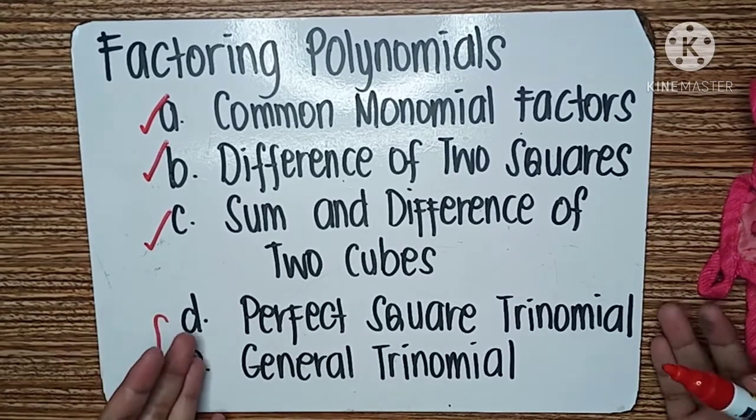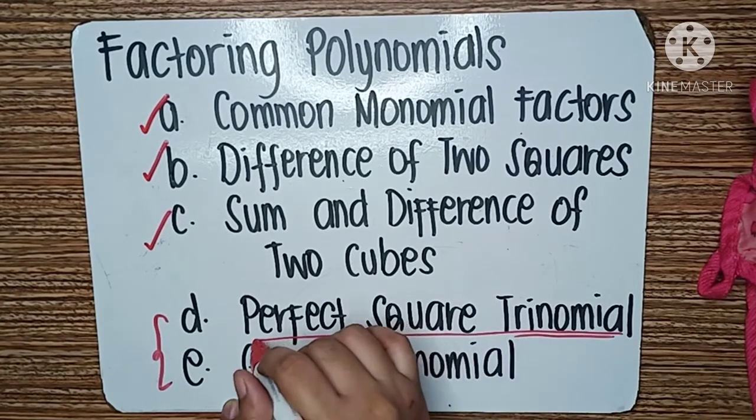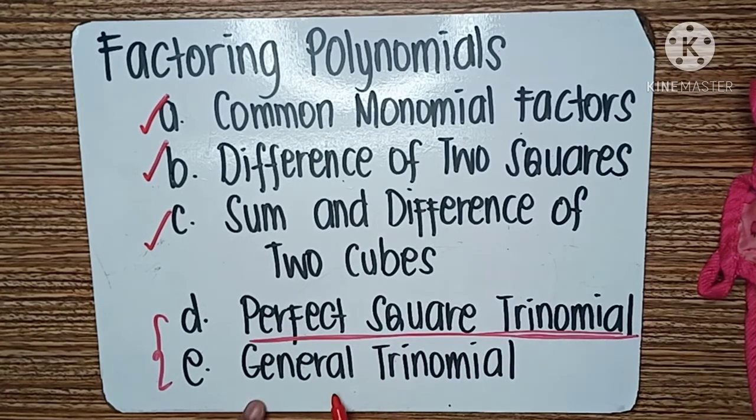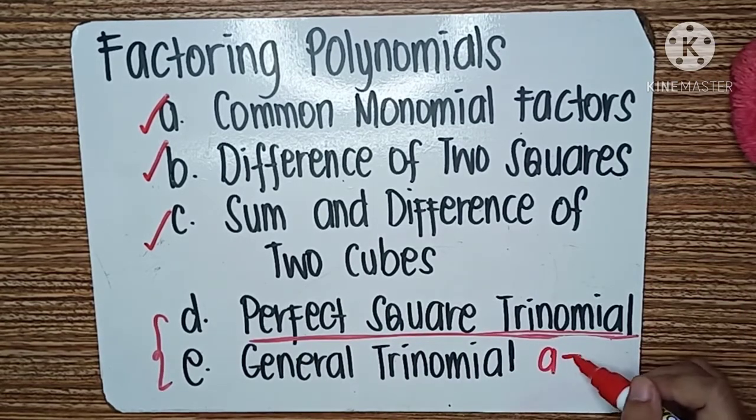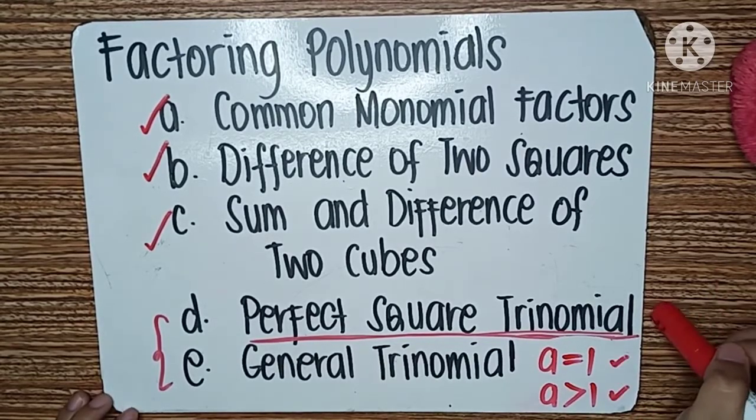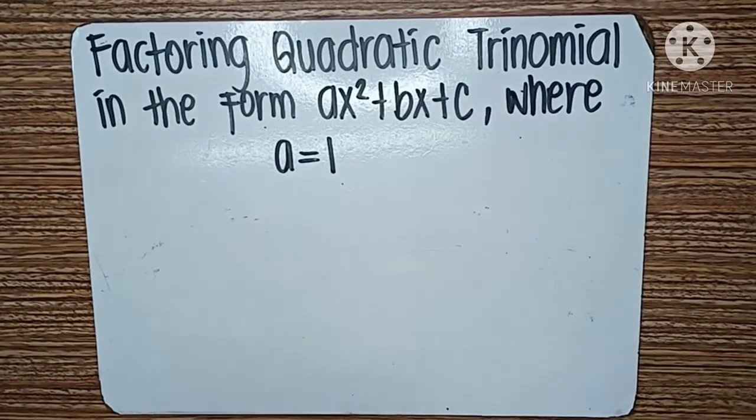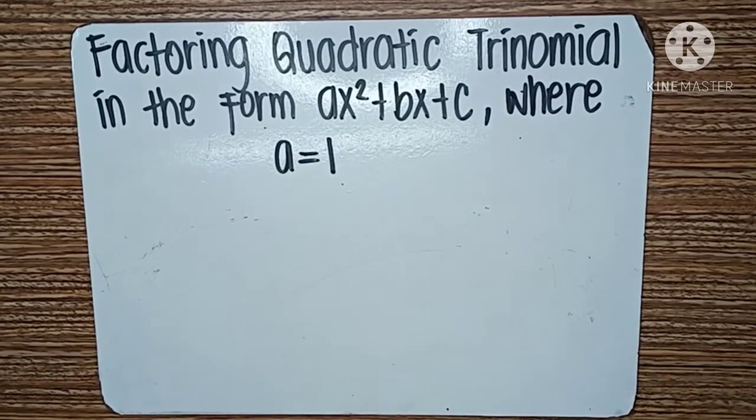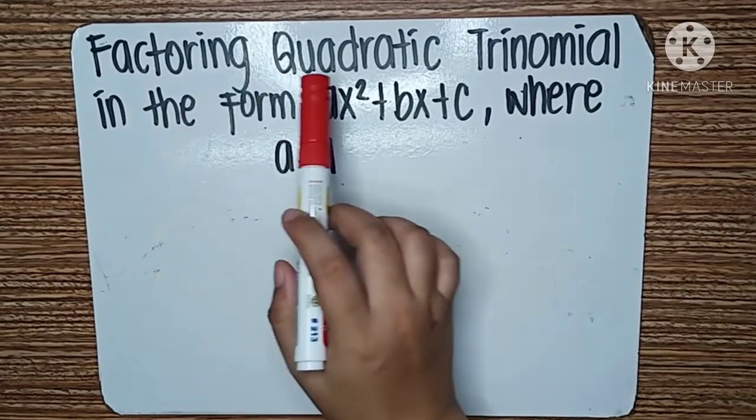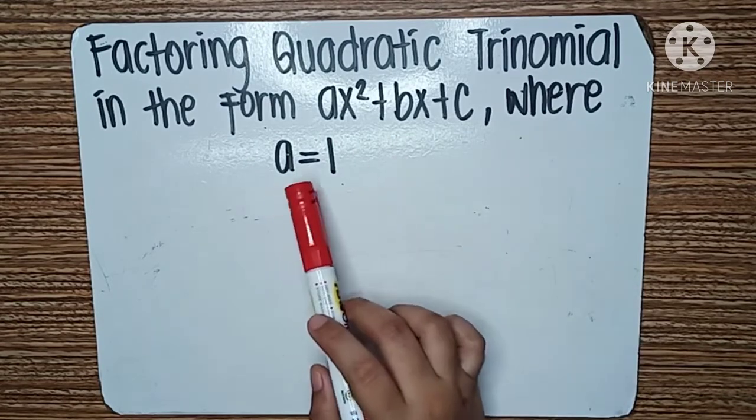Why? Because perfect square trinomial is under general trinomial. It's just that this trinomial is a special trinomial. For general trinomial, meron pa tayong a equals 1 and a is greater than 1. For factoring general trinomial, specifically, we will focus on factoring quadratic trinomial in the form of ax squared plus bx plus c where a equals 1.